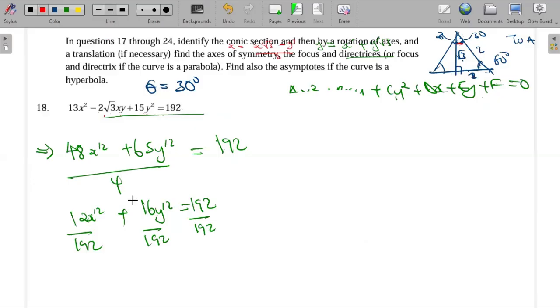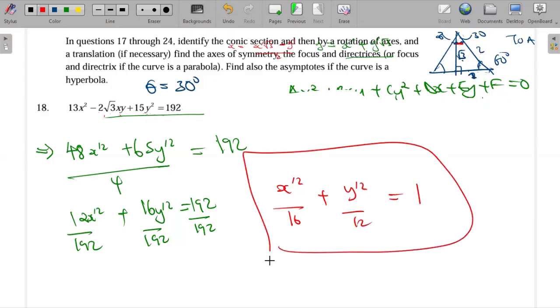So you see now, 192 divided by 12, what do we get? So we get 16 there. So that's going to be x prime squared over what? 16, then plus. So 192 divided by 16 gives us 12, which is then y prime squared over 12 there equal to 1. And this here is what? An equation of what? Of an ellipse. So you've rotated, you've identified this here.